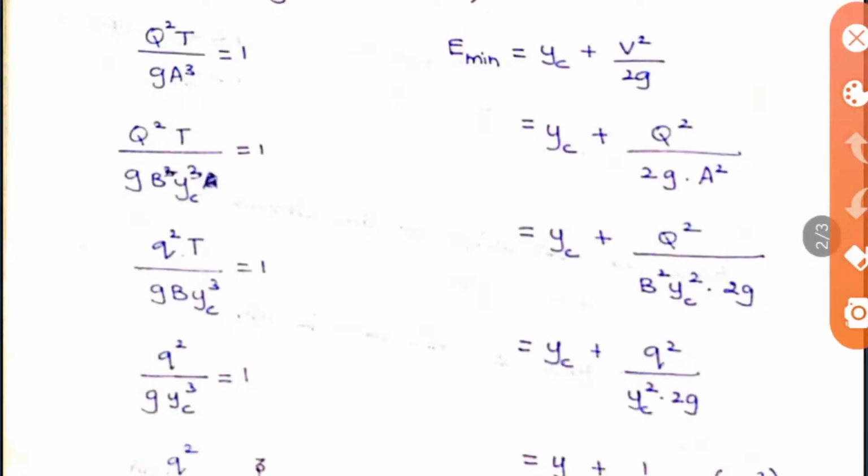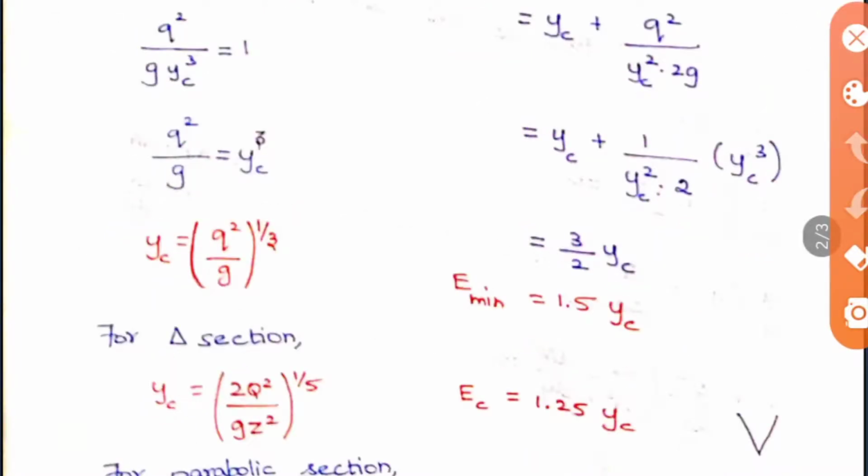So here E minimum is equal to yc plus v square by 2g, we know, and v square is expanded as q square by a square here, and a square can be further written as b square into y square, because we have seen here that area is equal to b into yc, so I have written like that. So from this, q square by b square can be written as small q square by yc square into 2g.